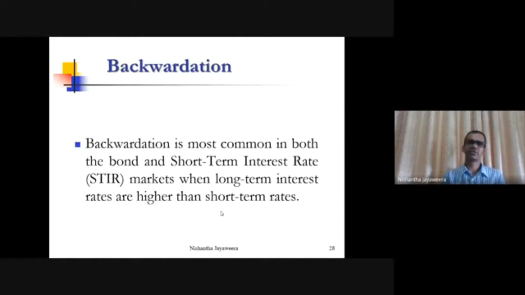So backwardation is mostly common in both bond and short-term interest rate, because especially bonds are long-term. So your cash flows may be high compared to the long-term interest rate, because long-term interest rates are low. And you do trades for short periods, 3 months, 6 months, or 1 year. So then the tendency is benefits are higher than the cost. So you will observe a backwardation market.